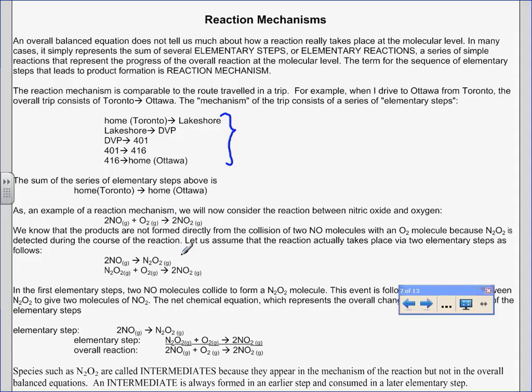In this case, the N2O2 is what is called an intermediate. And an intermediate is something that appears as part of the mechanism, but doesn't appear in the overall reaction. So it's produced in one step of the mechanism, and then it's consumed in a later step. And these intermediates are often very unstable on their own, and thus very reactive.